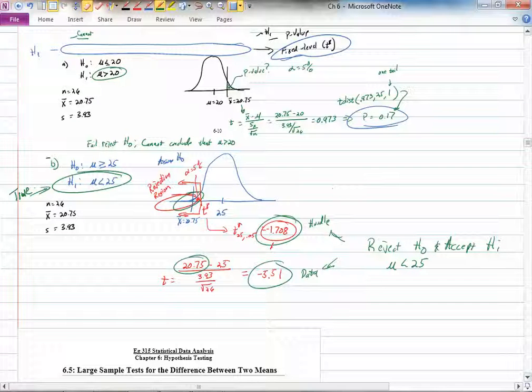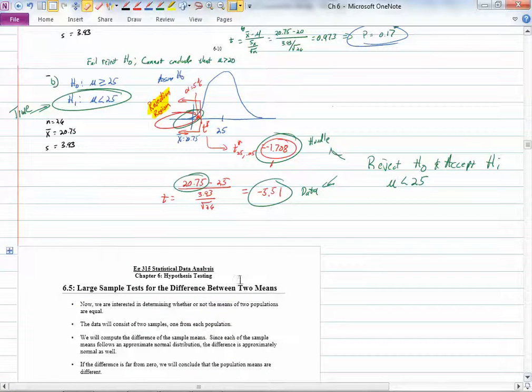Does everyone see why we call this the rejection region? Because if our T falls in that region, then we reject the null hypothesis. Are you sure you don't have questions? All right.